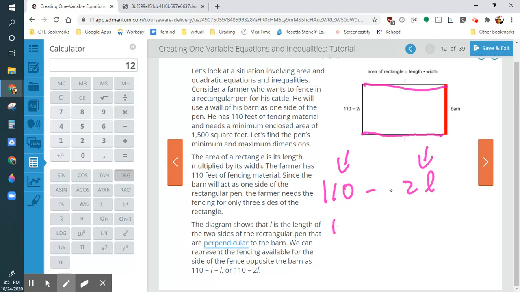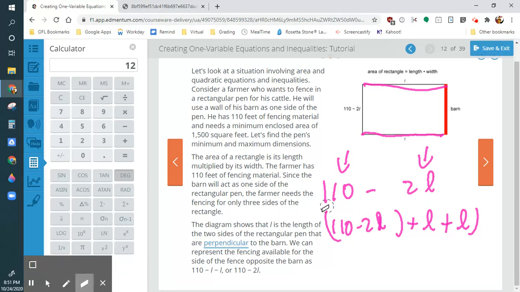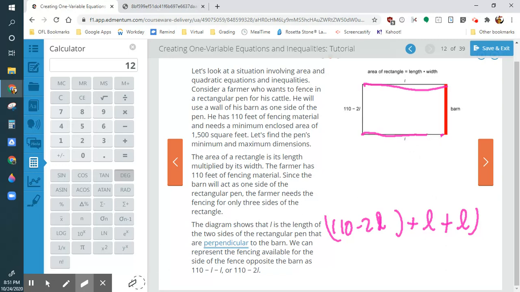So we're going to do whatever's left after the length, plus the length, plus the other length. So all of this, if we add it up, will end up being the 110. Everything would cancel out to be 110. All right. So that's just setting this up. I'm going to erase all of this. I'm sure they're going to want a specific area.